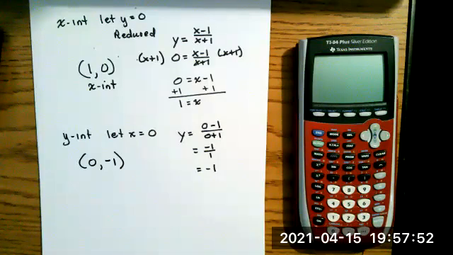Anybody have a question about how you find the x or the y-intercepts? To find the x, you let y equal 0, and you can use the reduced form after you canceled out that common one. Any question on that? Okay.